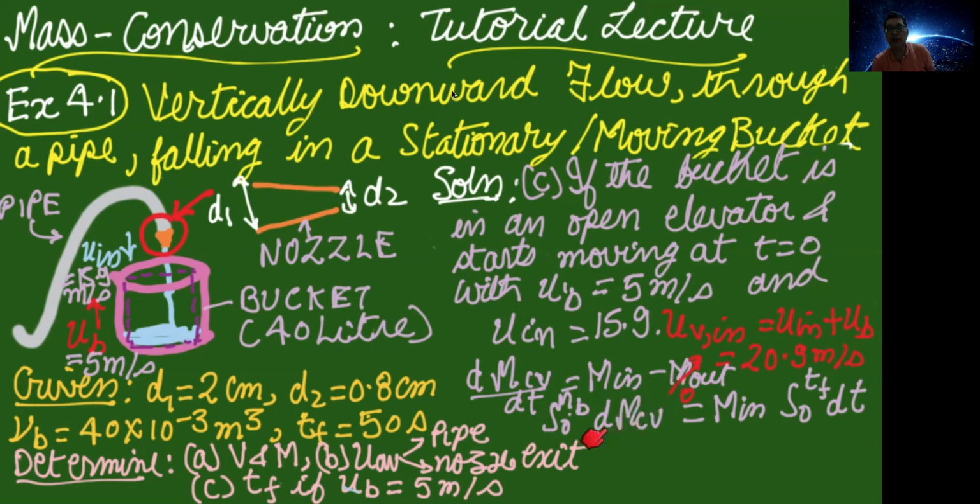And here we are interested in obtaining the filling time. So what we do is integrate this dm_cv, which is shown here, from 0 to the mass of the liquid inside the bucket when it is completely filled. On the right hand side we have mass flow rate, and mass flow rate is not a function of time, so we take it outside the integral, and we integrate from 0 to the filling time.